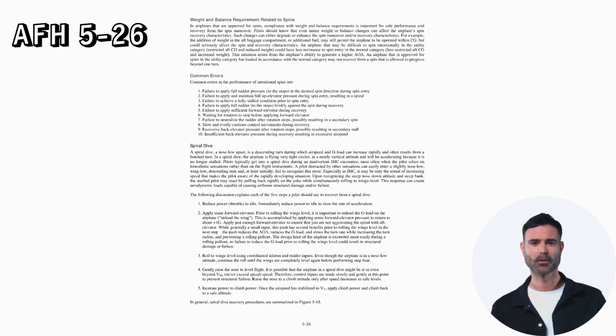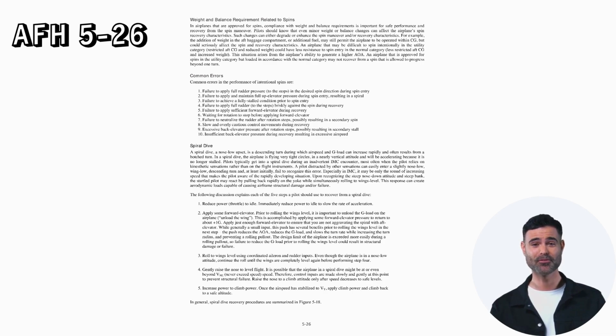Weight and balance requirement related to spins. In airplanes that are approved for spins, compliance with weight and balance requirements is important for safe performance and recovery from the spin maneuver. Pilots should know that even minor weight or balance changes can affect the airplane's spin recovery characteristics. Such changes can either degrade or enhance the spin maneuver and/or recovery characteristics. For example, the addition of weight in the aft baggage compartment or additional fuel may still permit the airplane to be operated within CG, but could seriously affect the spin and recovery characteristics.